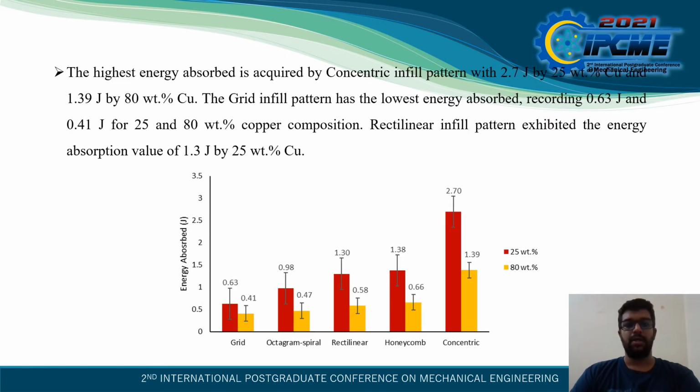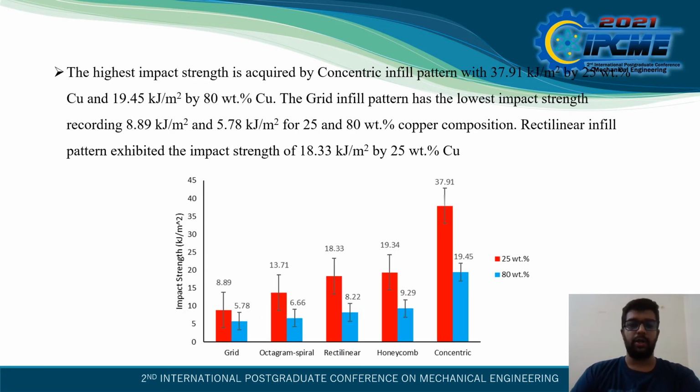Here, the highest energy is observed in the concentric infill pattern, 2.7 joules, at 25 percent of copper mixed with PLA. The grid infill pattern has the lowest energy observed in the process, 0.63 joule, and 0.41 joule for 25 and 80 weight percent. And the rectilinear infill pattern has an energy absorption value of 1.3 joule at 25 weight percent.